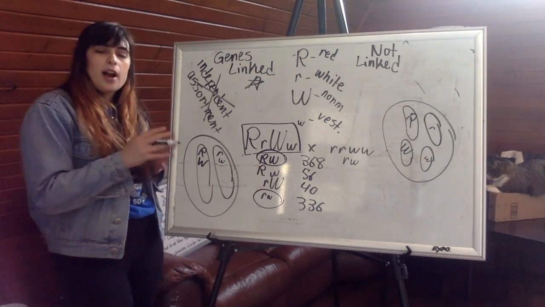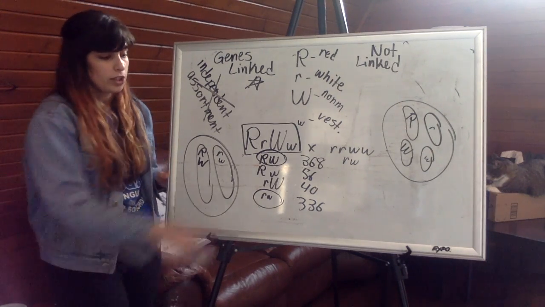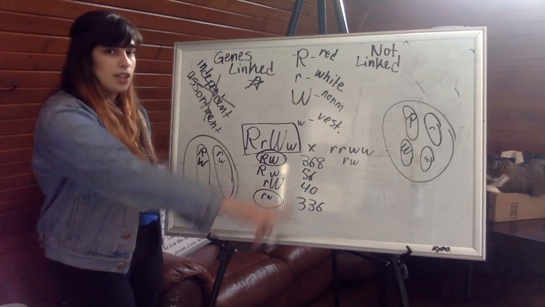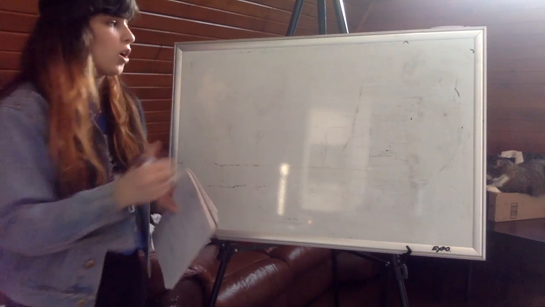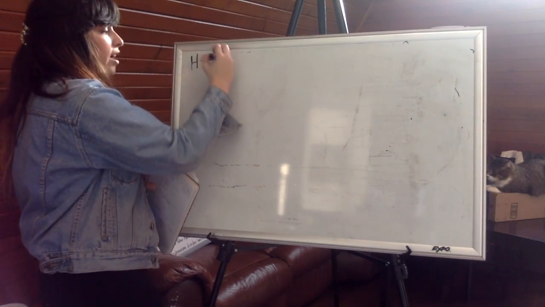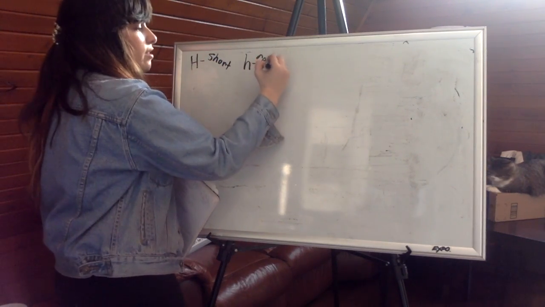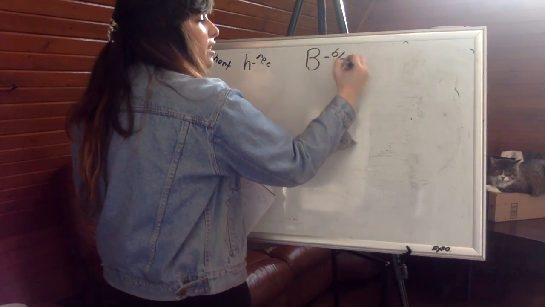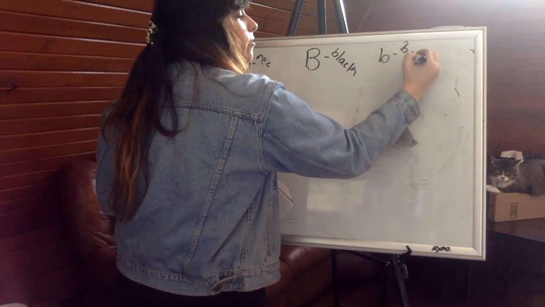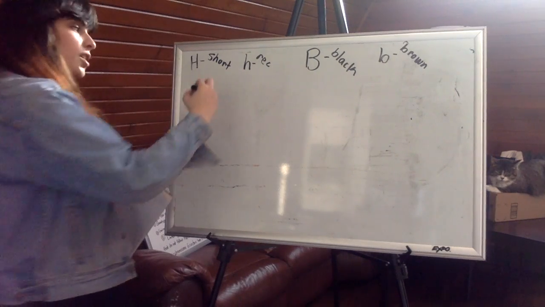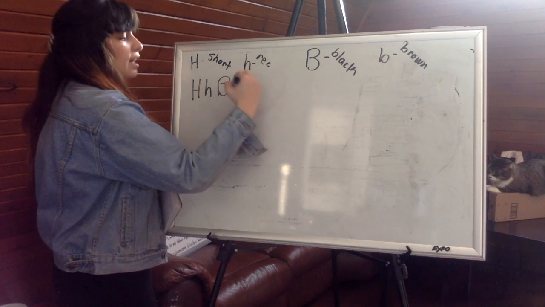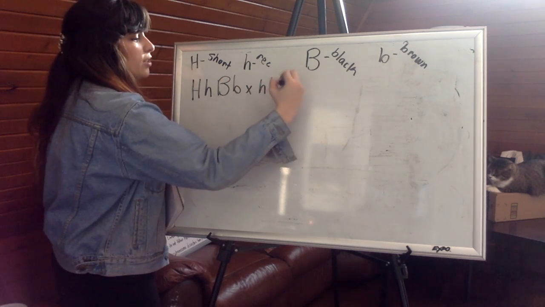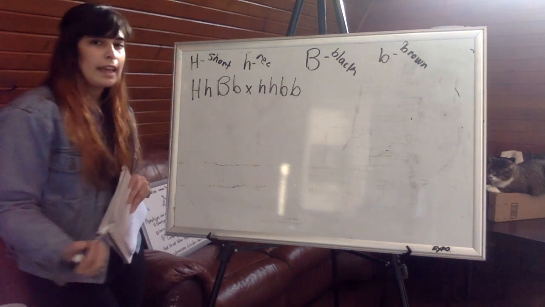I'm going to do another problem with y'all, but a lot neater. We're going to start with the data and end with a decision about linked or not linked. Let's talk about dogs. In dogs, short hair is dominant and long hair is recessive. Black paw pads are dominant and brown paw pads are recessive. Let's talk about a test cross where we had a heterozygous dog and a homozygous recessive dog.